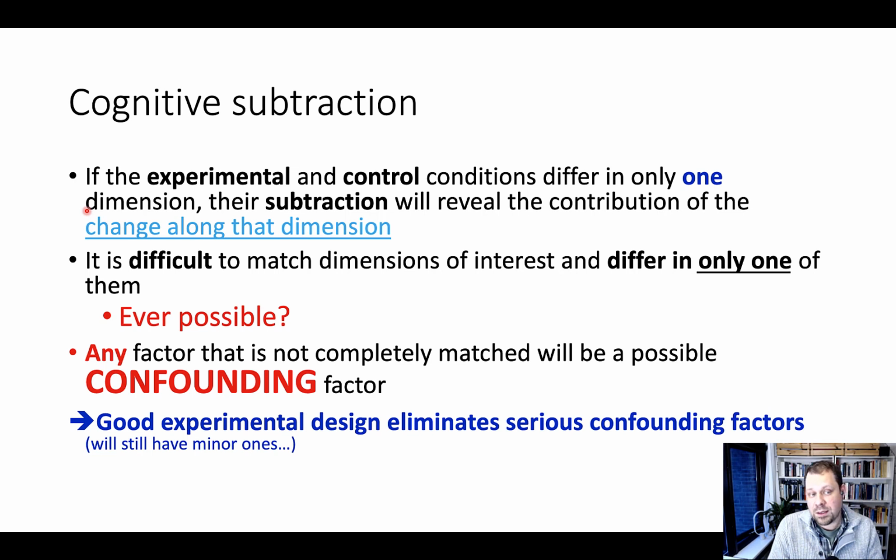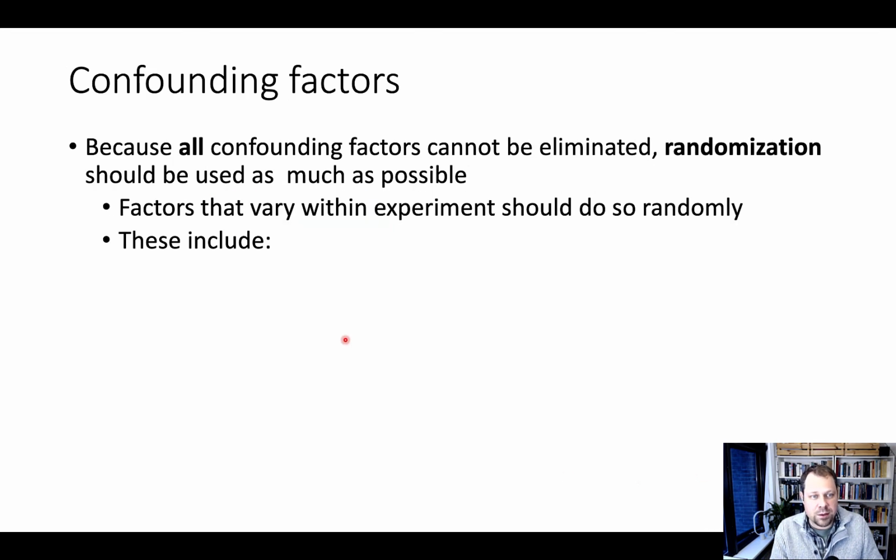And the question that is often asked, is it even ever possible? Because any factor that is not completely matched will be a possible confounding factor and might not reveal the specific activation due to one condition compared to the other condition. And this is something that requires a lot of thinking on the side of the experimenter to obtain this good or near perfect experimental design that then eliminates these confounding factors. Let's consider some confounding factors to make this aspect clearer.